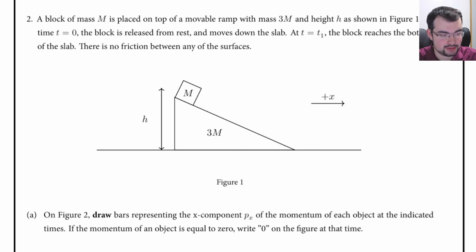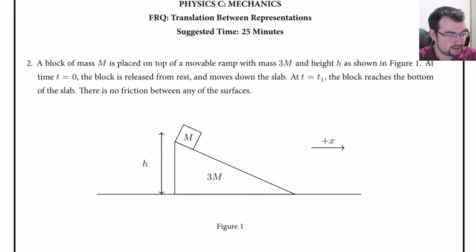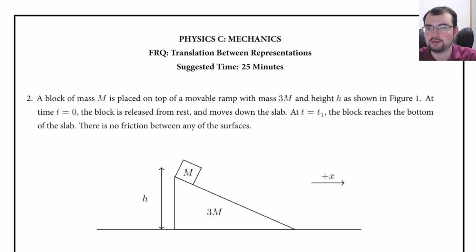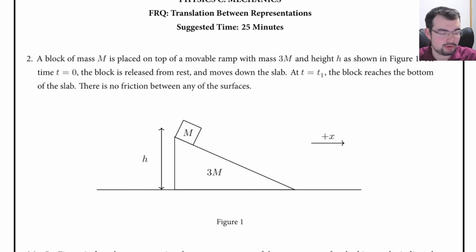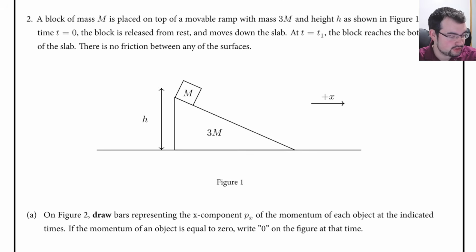So we have a block that's placed on top of a movable ramp with mass 3m and height h. We release the block at t equals 0, and at t equals 1, it leaves the slab. And we're given that there's no friction to keep everything nice and clean. So we do know that there's going to be these different topics in the FRQ. Usually we're given at least one rotation, so we probably knocked that one out of the way first. And this is definitely some sort of conservation question because we have things that are going down a ramp. It's pretty clearly some sort of energy thing.